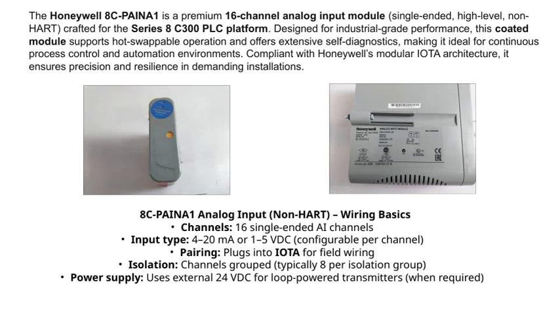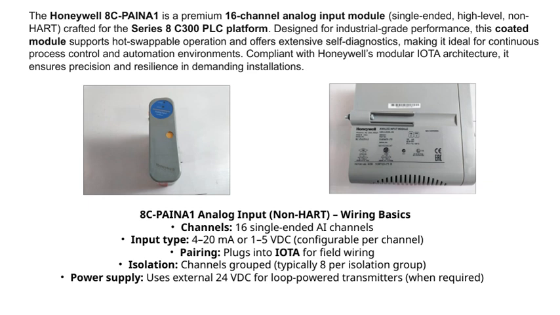Now, let's take a closer look at the 8C PAINA1 analog input module, specifically focusing on its wiring basics. This module offers 16 single-ended analog input channels, which means each channel measures a single signal relative to ground. These channels are versatile because they can accept different input types, either 4 to 20 milliamps or 1 to 5 volts DC, and you can configure each channel according to your specific needs.